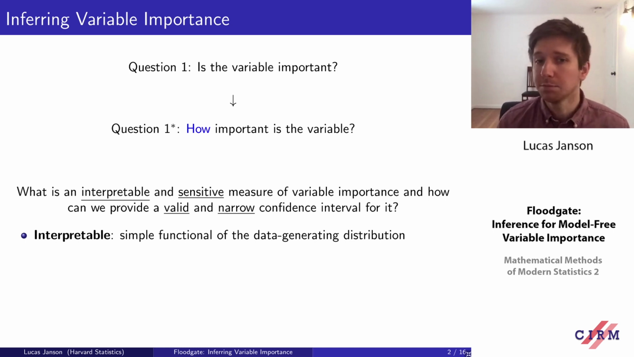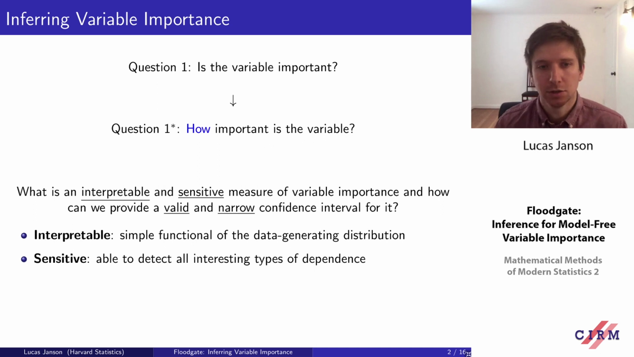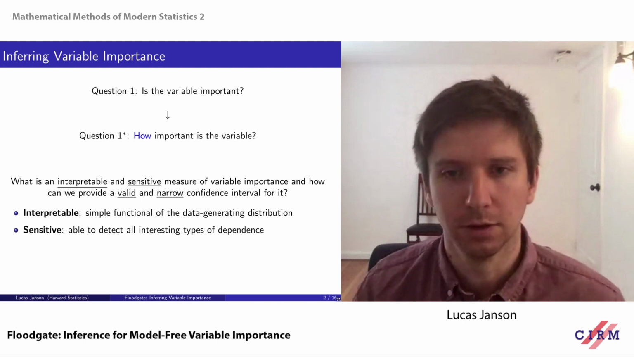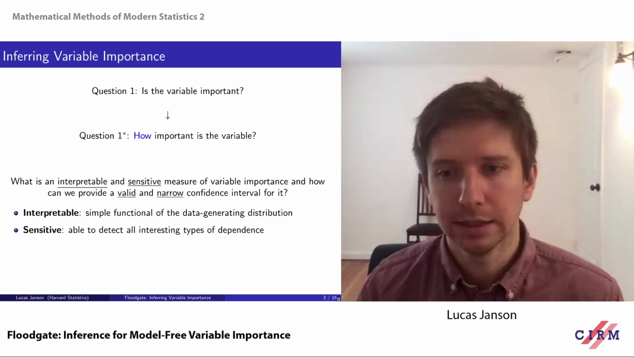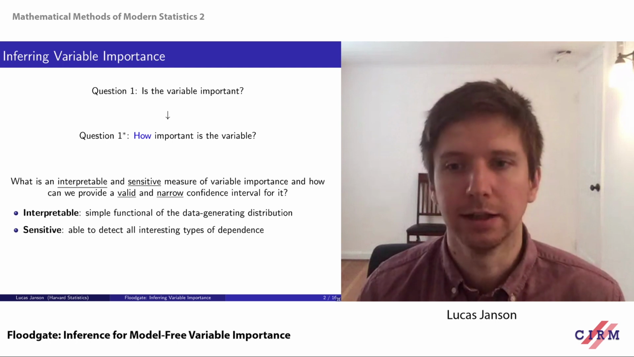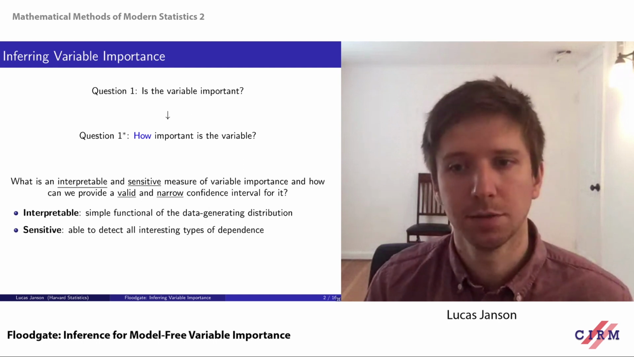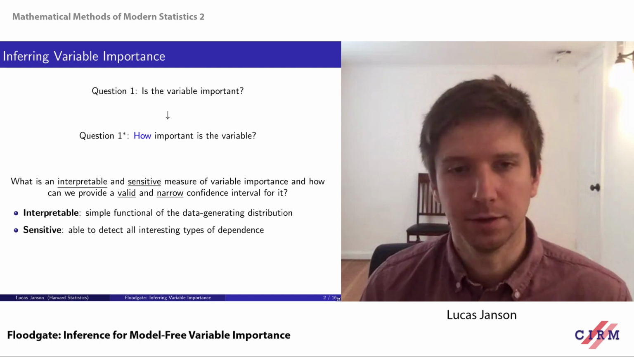It should be fairly simple, and hopefully a human looking at it should sort of understand what it means. But at the same time, it should not be so simple that it can't detect the kinds of interesting dependence that we may care about. In particular, we don't want this thing necessarily to just pick up on main effects or linear effects. We would like it ideally to be sensitive to nonlinearities and interactions of all kinds of orders that we may care about in the relationship between x and y. Those may be important relationships, and we want to be sensitive to those.